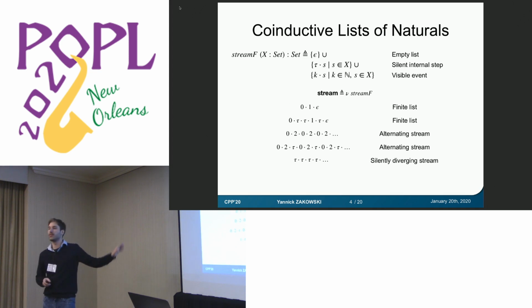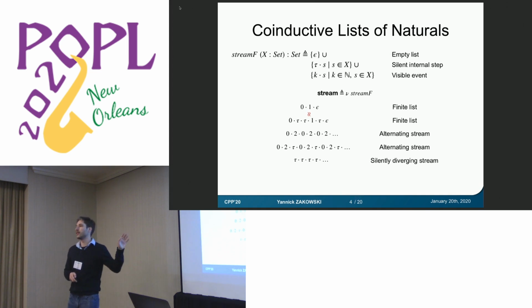When you work with this kind of construct, what you really want is not to worry about internal steps. You want to ignore them. So you want to identify the first stream and the second one, as well as the third one and the fourth one. So this is working with some notion of weak bisimulation. And the usual tricky part is you want to be careful so that you don't start relating this silently divergent stream to everyone.